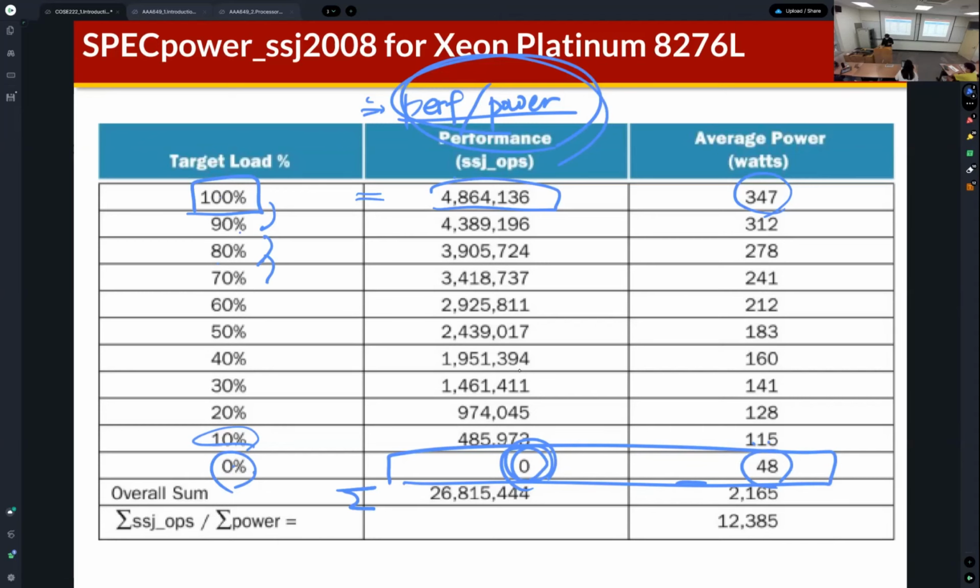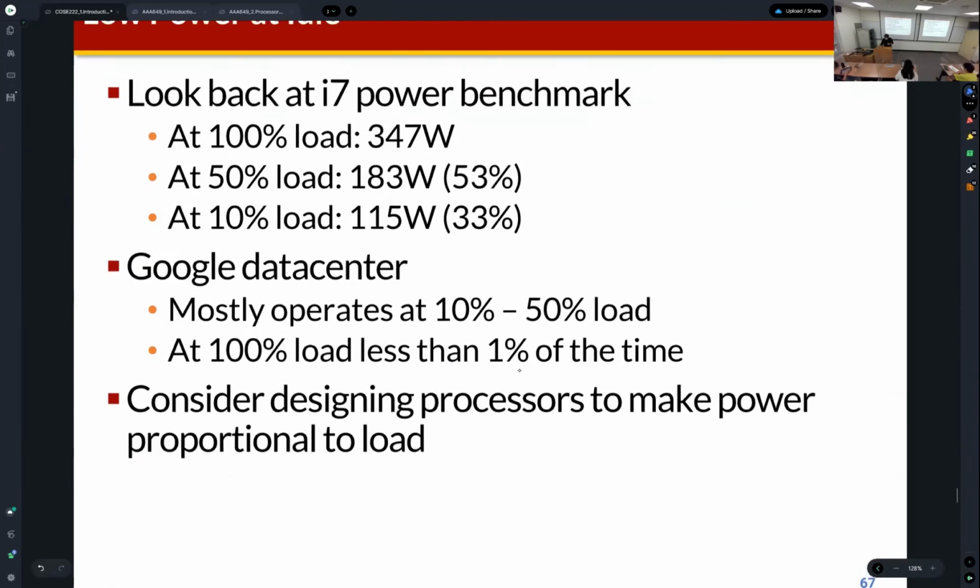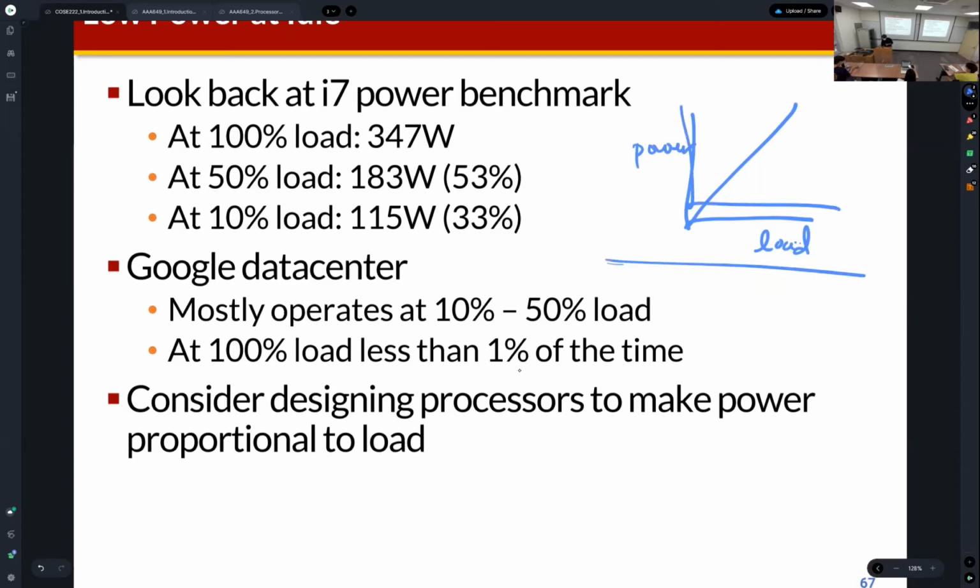So actually, the performance of power is not proportional. This is the load amount of task, and this is the power. We assume the target load is increased and power is also increased, but it's not true. Actually, in the real computer system, this is not proportional. So it is increased like this or like this.